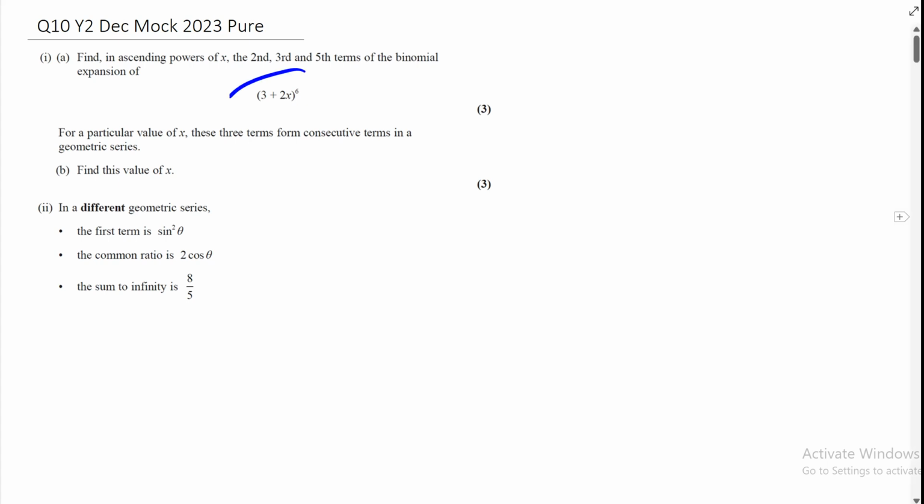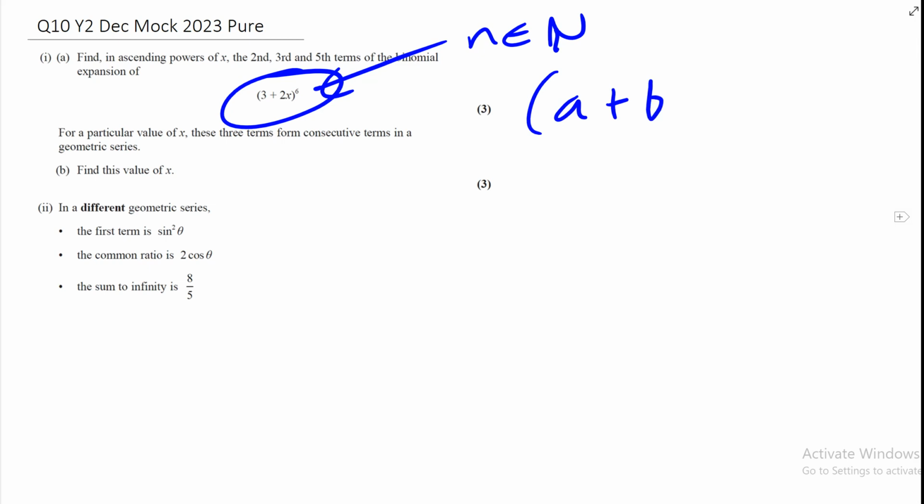Question 10 starts off with a binomial expansion. The power is 6, which is a positive integer. So since n belongs to the set of natural numbers, we can use the (a + b)^n formula. We could use the other one, the (1 + x)^n formula, but this one's simpler, I think. So let's use that.